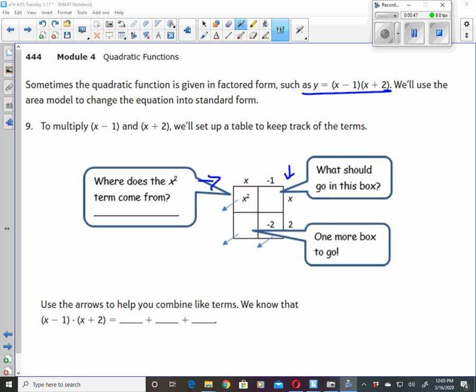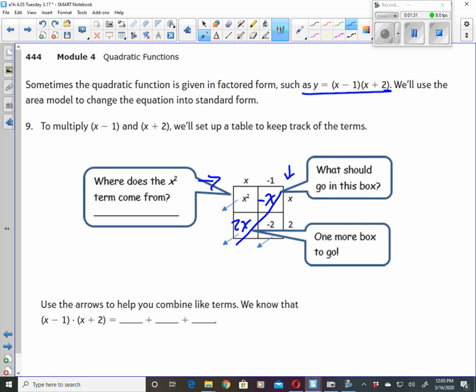Multiplying these, we're going to get clearly x times x equals x squared. So remember, we're multiplying this x times both of these terms here, right? So then the next box goes x times negative 1, which is negative x, and then 2 times both these terms becomes 2x, and negative 1 times 2 is negative 2.